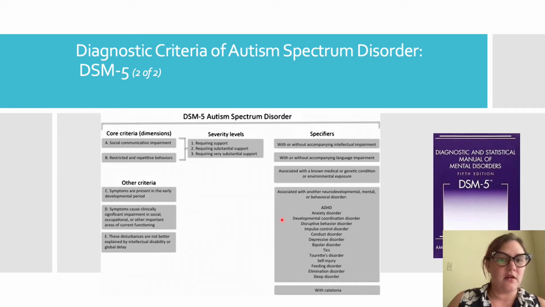And then associated with another neurodevelopmental, mental, or behavioral disorder. So this is where you list any comorbid conditions that the person has. And some common ones are ADHD, anxiety disorder, developmental coordination disorder, disruptive behavior disorder, impulse control disorder, conduct disorder, depressive disorder, bipolar disorder, tics, Tourette's, self-injury, feeding disorders, elimination disorders, and sleep disorder.